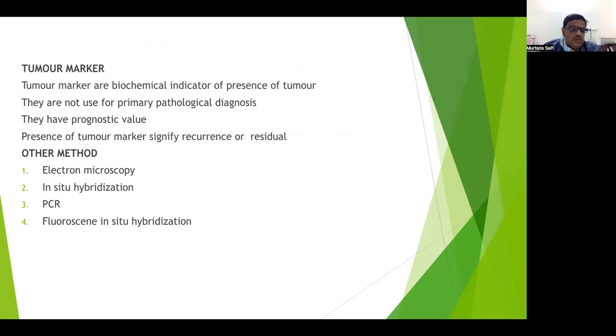Next investigation is the tumor marker. Tumor markers are biochemical indicators of presence of tumor. They are not used for primary pathological diagnosis. They have prognostic value. Presence of tumor marker signifies recurrence or residual disease. Other investigations for the neoplasm are electron microscopy, in situ hybridization, PCR, and fluorescence in situ hybridization.